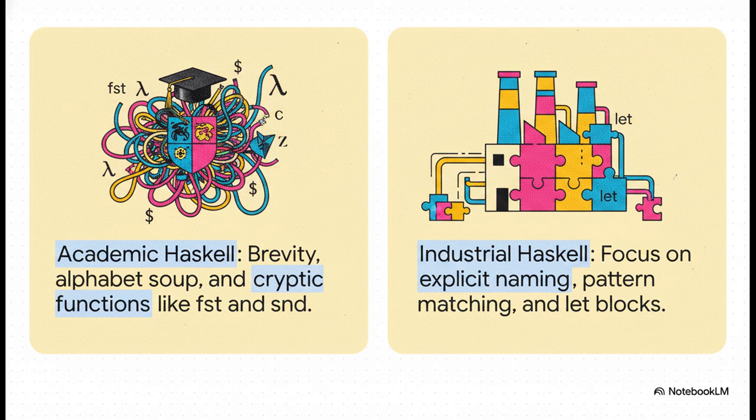And this brilliantly illustrates a core stylistic showdown within the Haskell community. The author realized their initial implementation relied heavily on what's known as academic Haskell. We're talking a strict focus on brevity, reliance on cryptic alphabet soup, extracting tuples with fst and snd, and long, mind-bending chains of the $ operator. Contrast that with industrial Haskell. The industrial approach champions clarity above all else. It uses explicit naming, relies on elegant pattern matching instead of fst and snd, and hey, it isn't afraid to break complex operations down into multiple, highly readable let blocks.